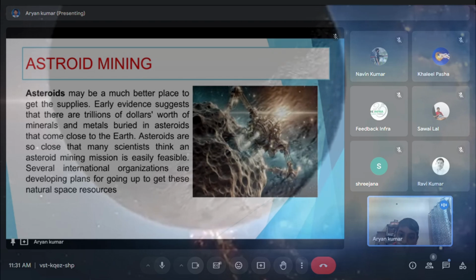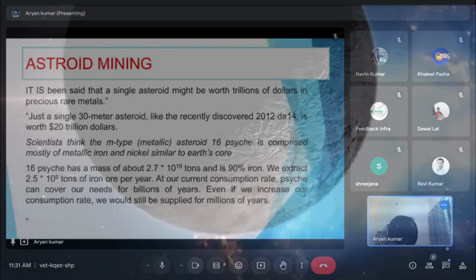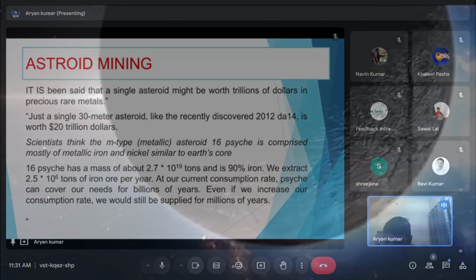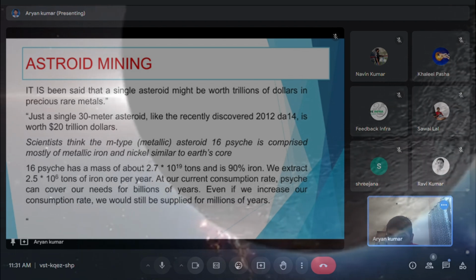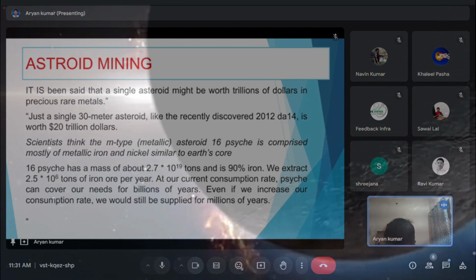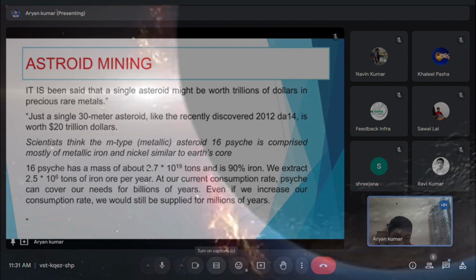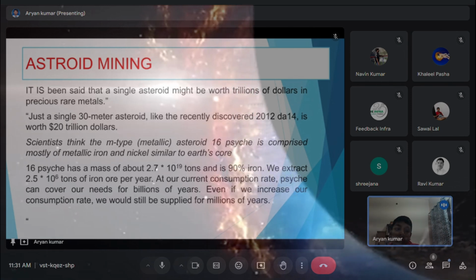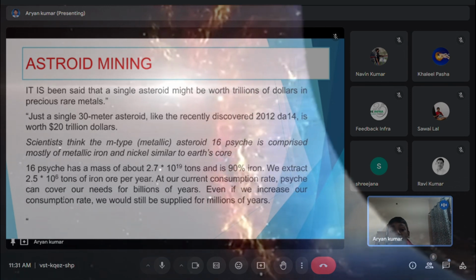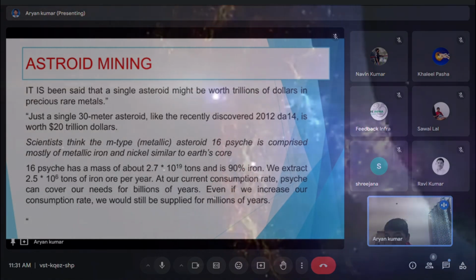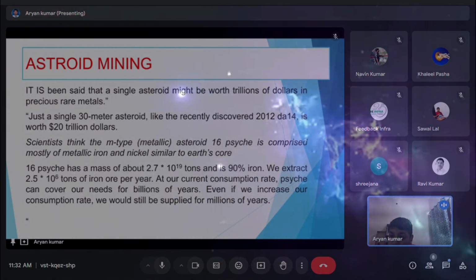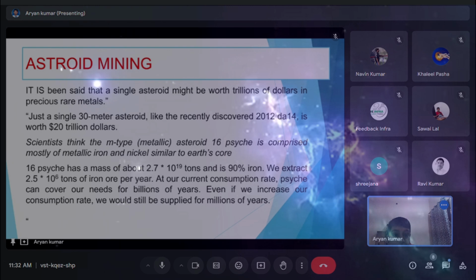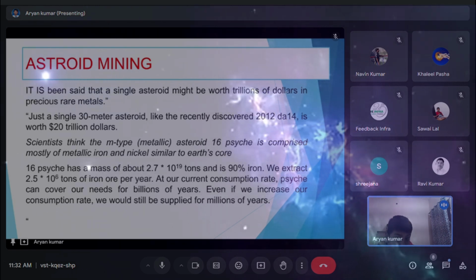And if we mine a very rich asteroid like one called Psyche, it is worth about some quadrillions of dollars, and if we mine that whole asteroid we will get resources for millions of years. So it is being said that a single asteroid might be worth trillions of dollars in precious rare materials. Just a single 30-meter asteroid like the recently discovered 2012 DA14 is worth $20 trillion.